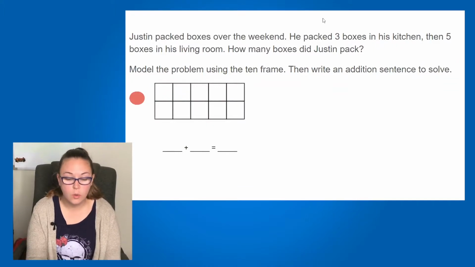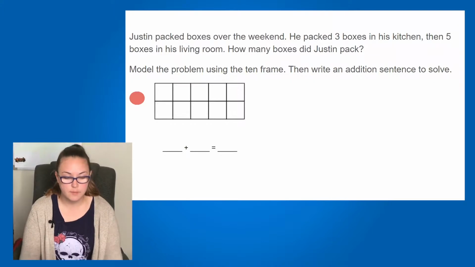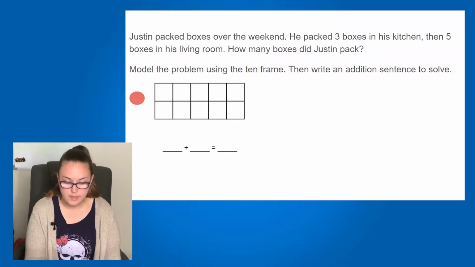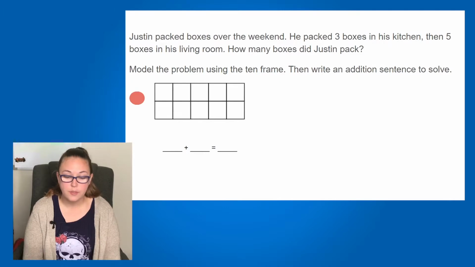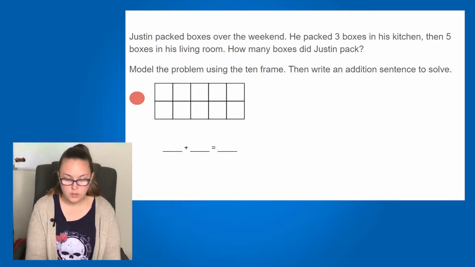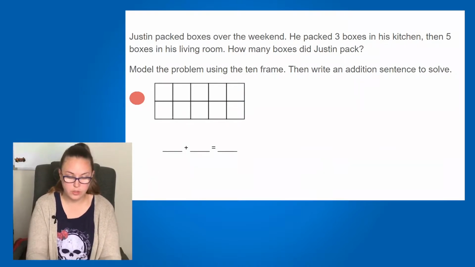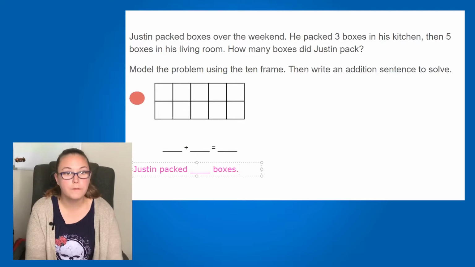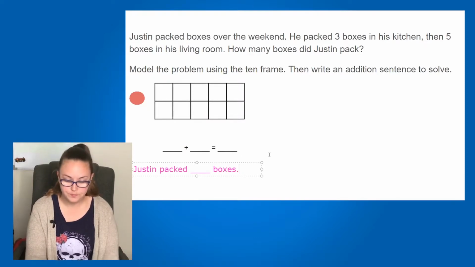So let's read the whole problem from start to finish, and then we'll go back and solve each sentence. Justin packed boxes over the weekend. He packed 3 boxes in his kitchen, then 5 boxes in his living room. How many boxes did Justin pack? So remember, the first thing I want to do is write a sentence to answer the question. So my sentence will be Justin packed some boxes. And we'll fill that blank in just a second.